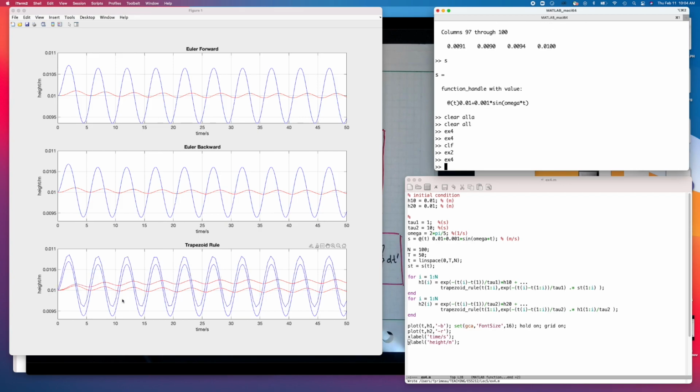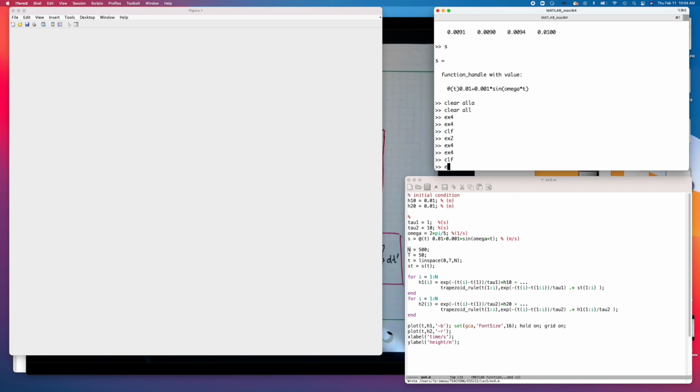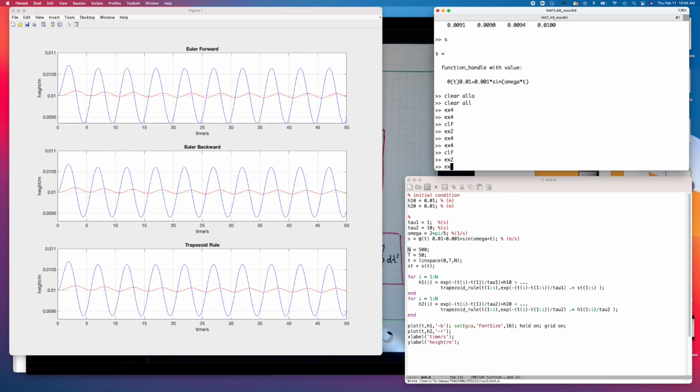And you can see it's not so good. And that's because I only have 100 points. If I picked more points, so if I now go up here and I pick 500 points, then the quadratic convergence of the trapezoid rule to do the integrals will decrease the error substantially. Example 4. And now they lie on top of the previous one. So let me clear the figure. Example 2 and then example 4. And now you can barely see the difference.